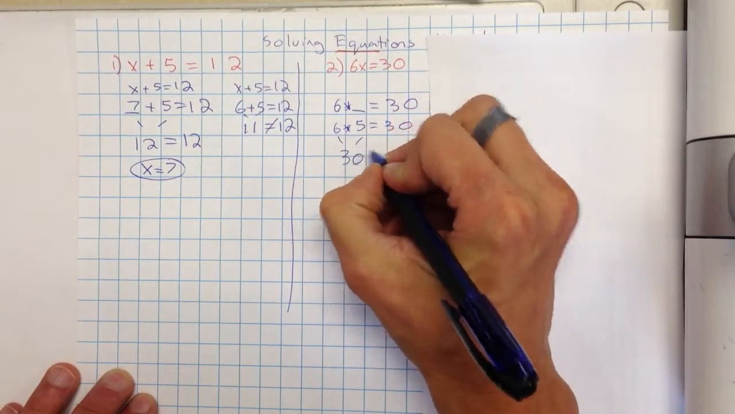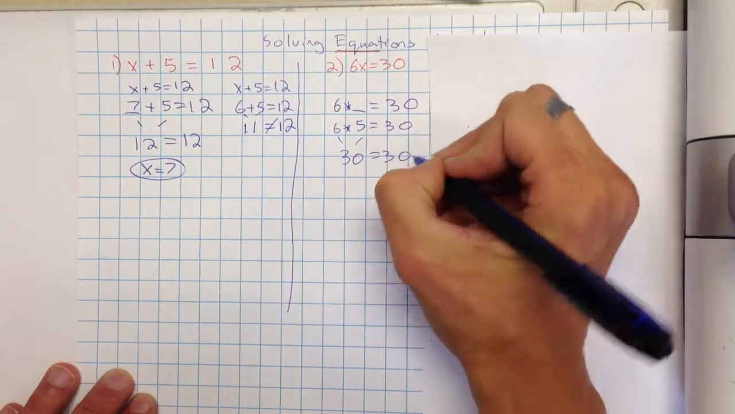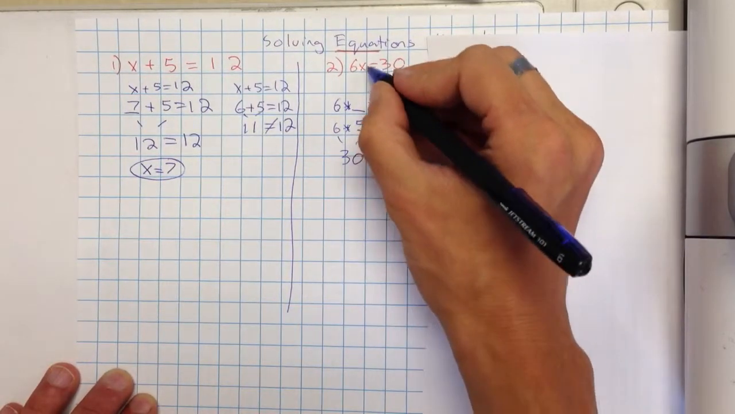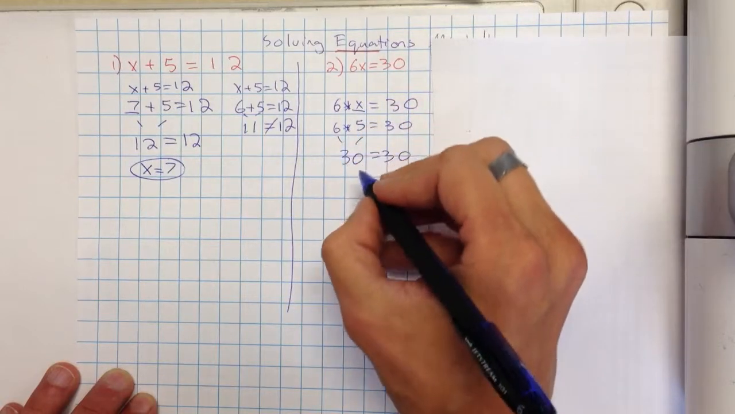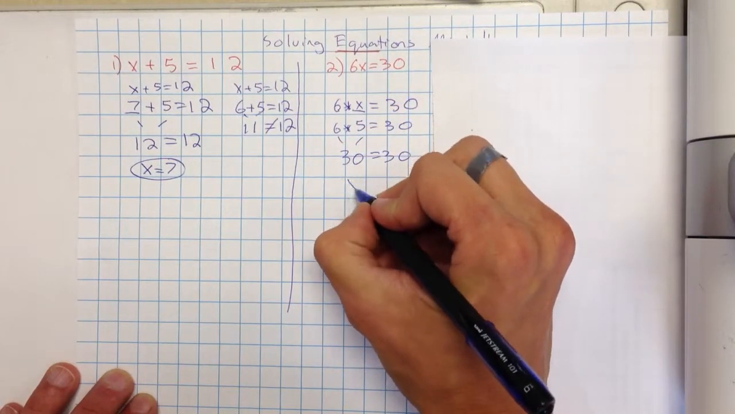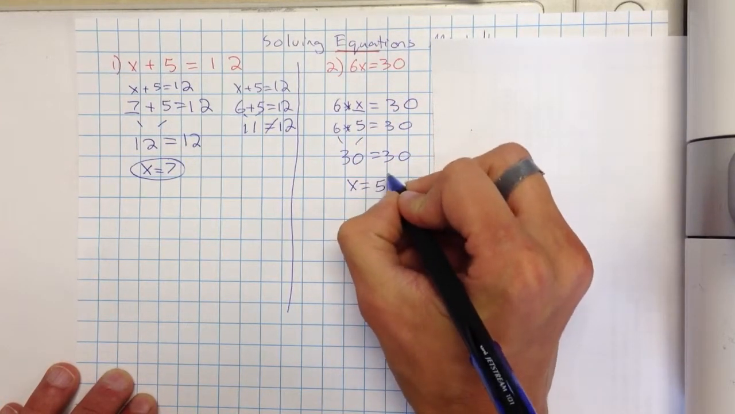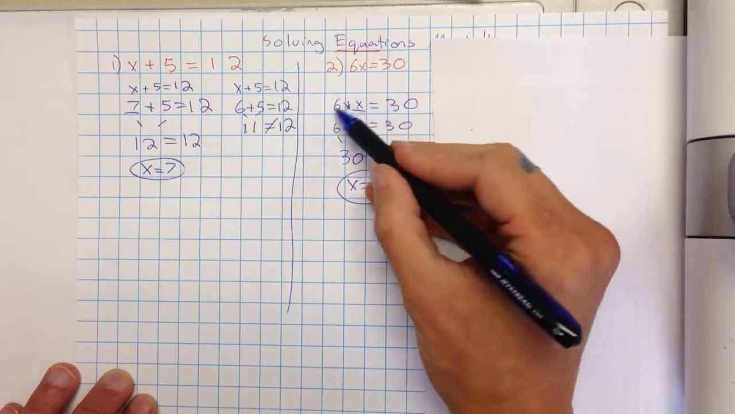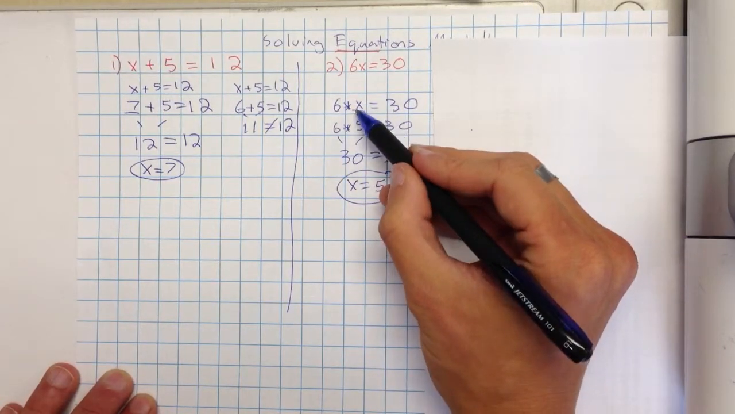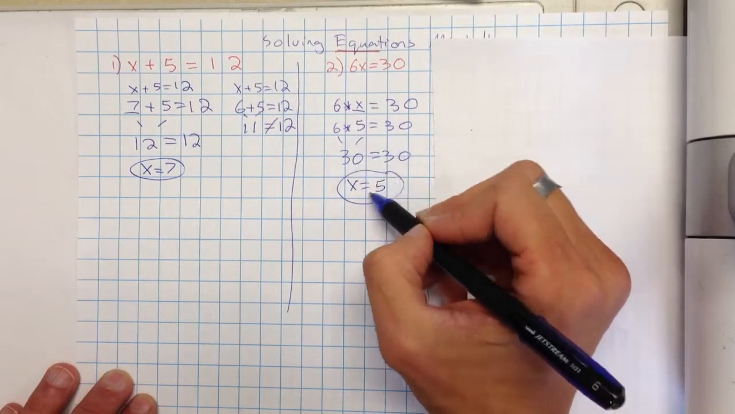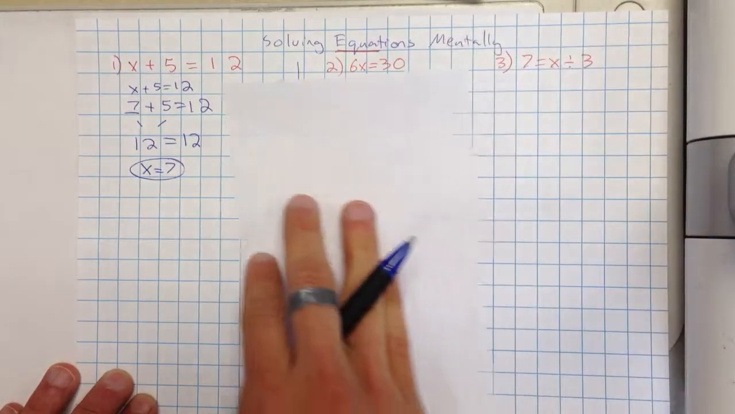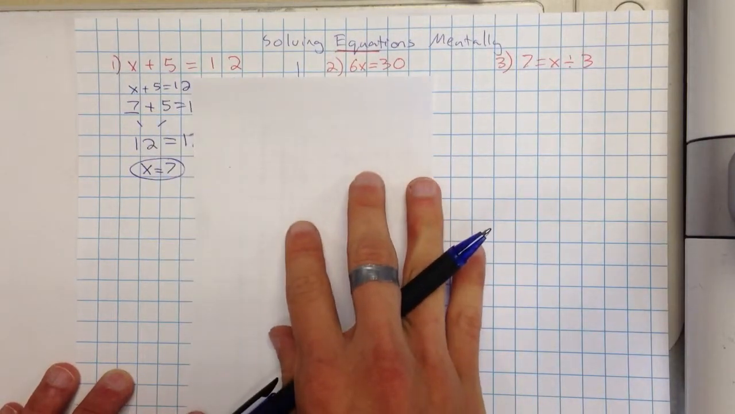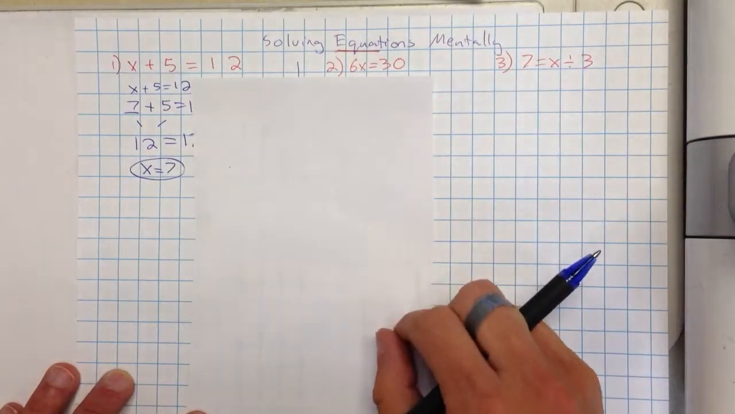And I check my answer by just doing the math. 30 does equal 30, so that means instead of an x, I am going to write it as x equals 5. So rewrite the problem, try to figure out what number goes in there, check your answer, it should all be equal. One more problem. We have 7 equals x divided by 3.